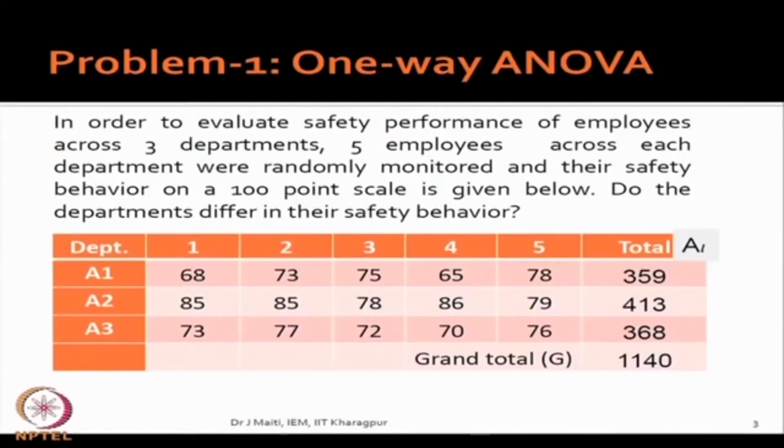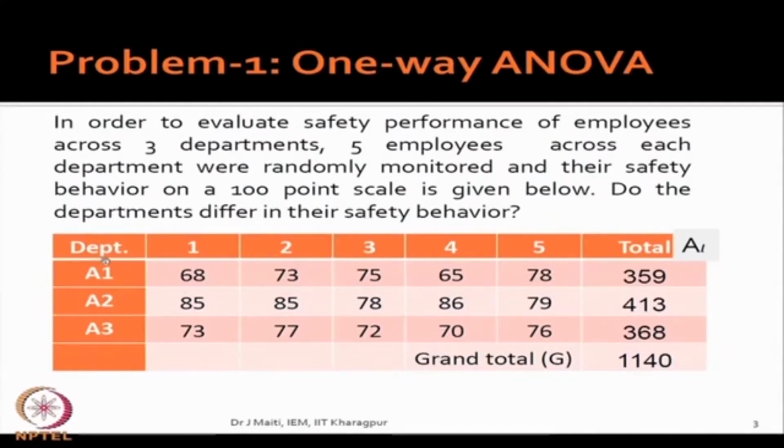Let us see the next. First, one-way ANOVA. The problem is, in order to evaluate safety performance of employees across 3 departments, 5 employees across each department were randomly monitored and their safety behavior on a 100-point scale is given below. Do the departments differ in their safety behavior? This is our question.